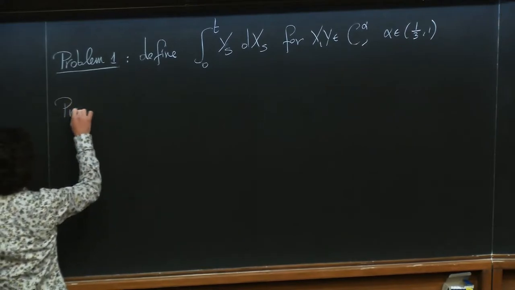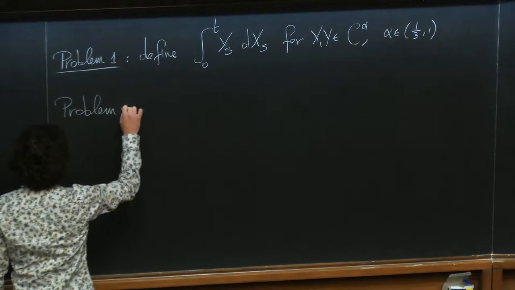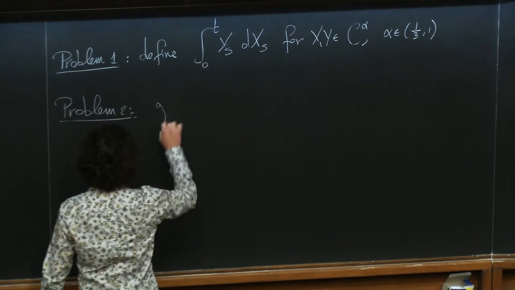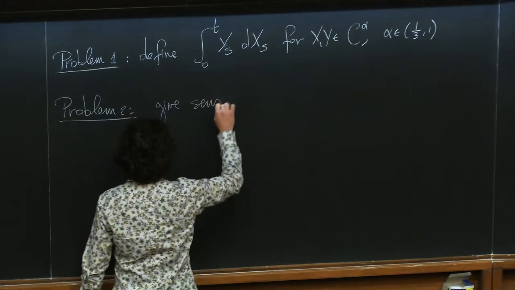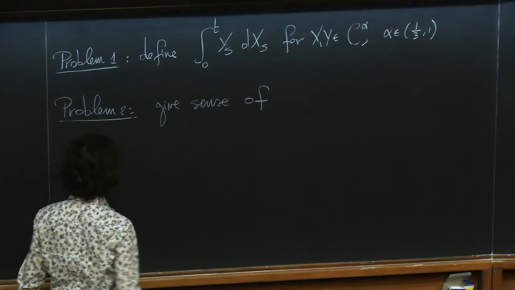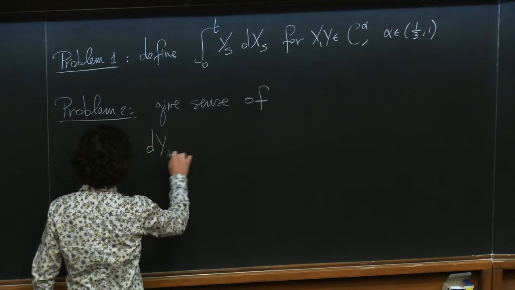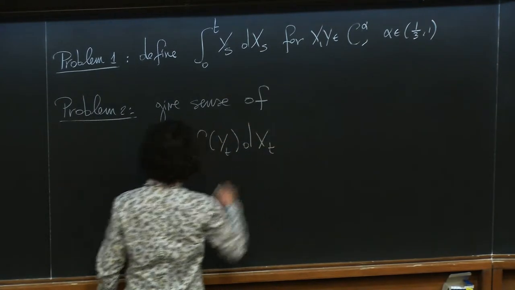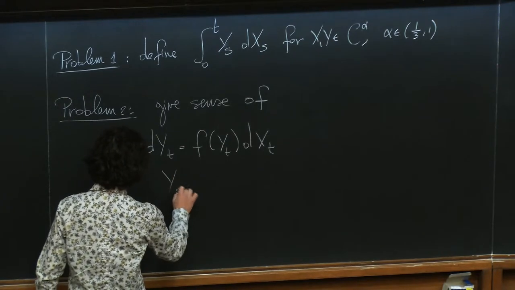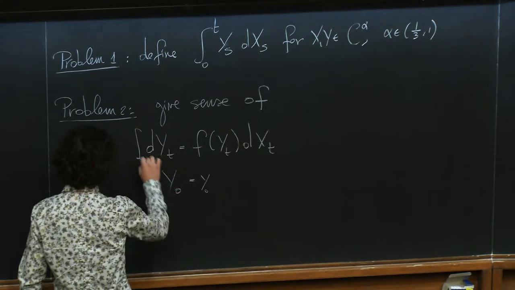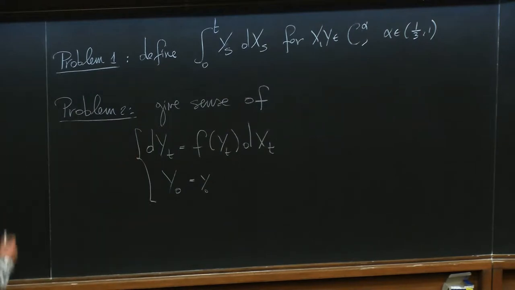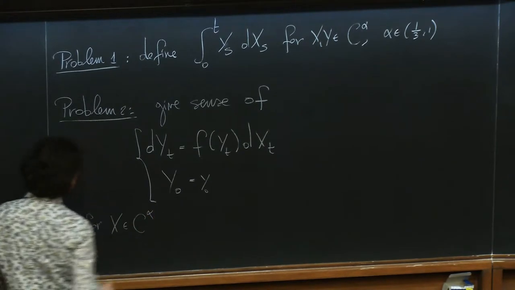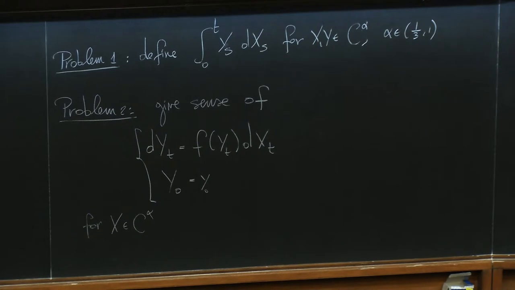The second problem is the following. I want to give sense of the following differential equation, dy_t equals f of y_t dx_t, with some initial condition, for x in C^alpha. But I want to do it in a nice way.